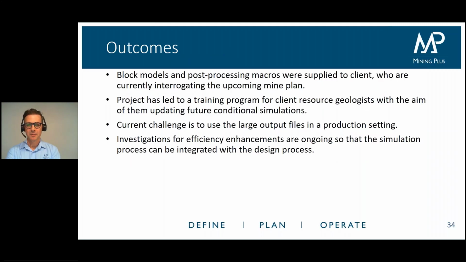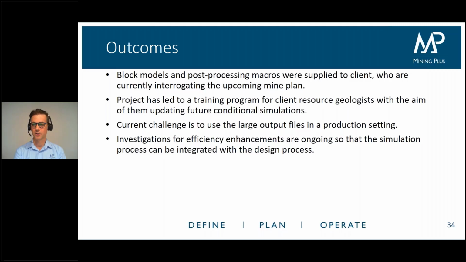So finally, the outcomes: the block models and post-processing macros were supplied to the client, who are currently interrogating them for the upcoming mine plan. The project has led to a training program for the client resource geologists, with the aim for them to update the future conditional simulations.